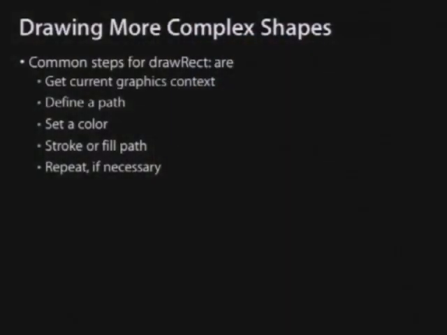So now, how do we draw some more complex shapes? This is always the way you're going to do it. You're going to get the current graphics context. You're going to define your path. The path, again, is like if you have a pencil in your hand and you drop the pencil and you make a bunch of motions, that's your path. You can even lift up your pencil and then drop it somewhere else and make some more motions, and all that's contained inside of a path. So you set a color, then you can either stroke or fill that path and repeat ad nauseum.